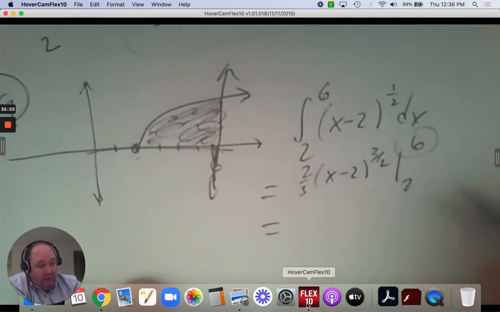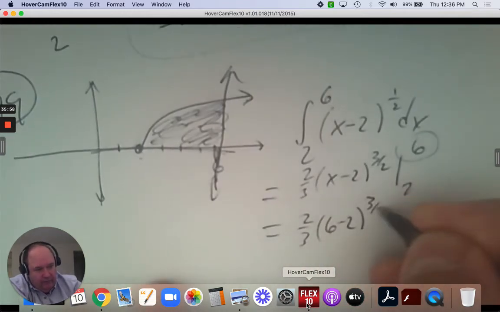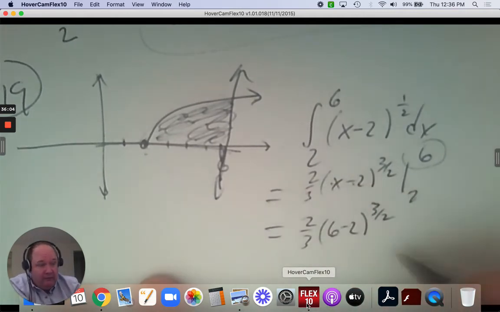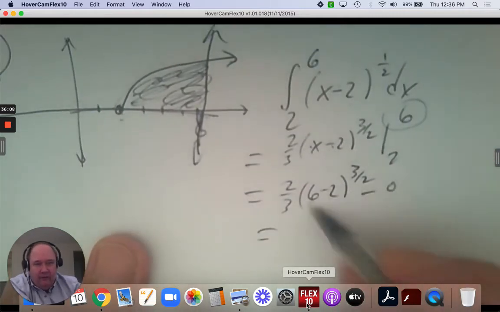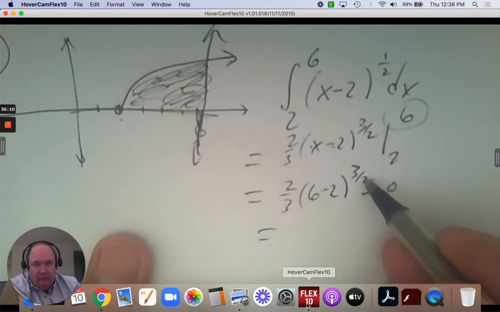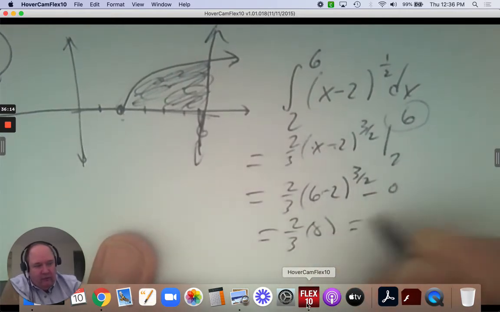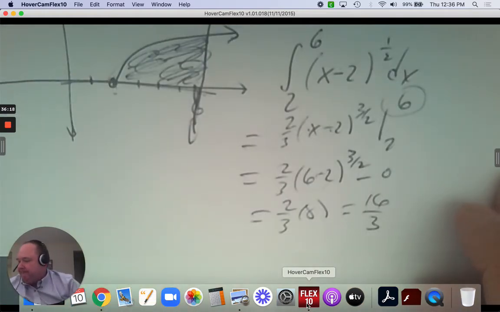Plug in the upper bound. Now, when you plug in the lower bound, 2 take away 2 is 0. So 0 to whatever times whatever, that answer is 0. So I don't need to simplify that. Here, this is 4 to the 3 halves. So the square root of 4 is 2, and 2 cubed is 8. And so the area here is 16 over 3.